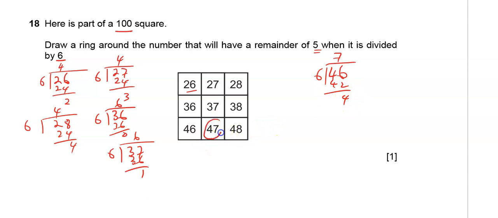We can confirm that 47 divided by 6 goes 7 times, 42. And 47 minus 42 gives us 5. So remainder 5. Of course, for 48 we'll have a remainder of 6. So the right answer is 47.